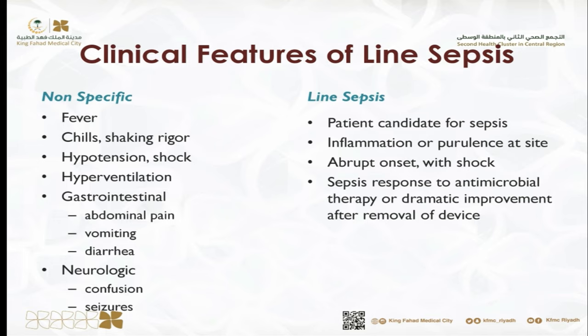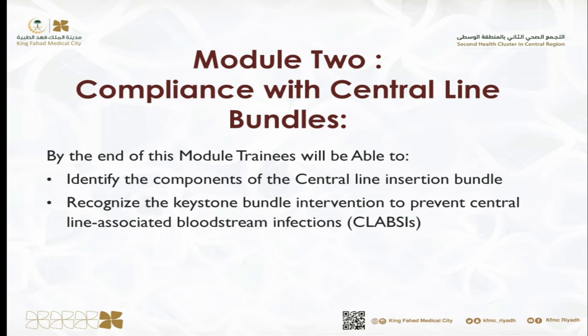Fever, chills, hypotension, hyperventilation, GI disturbance like vomiting and diarrhea, and neurologically like confusion and seizure. Sometimes the infection will lead to purulence at the site, the patient will be at risk of shock, and when there is sepsis, the risk is very high. At this time, we have to remove the central line. This is the first module related to CLABSI in general.